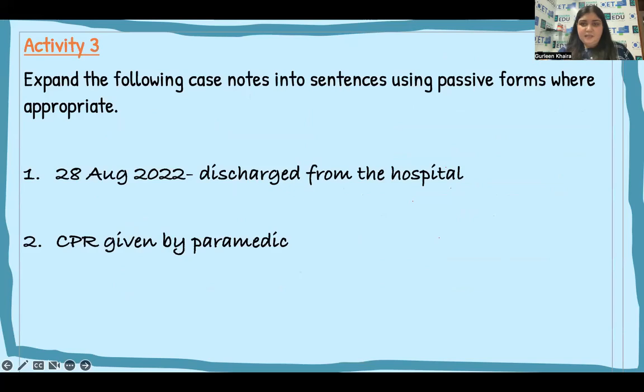Let's see application of this knowledge with this activity. Now, expand the following case notes into sentences using active or passive wherever it's appropriate. First, I want you to just expand the case note into a complete sentence. Then I want you to think about which voice is to be used, what would be appropriate to convey this information for a reader, for a health professional.